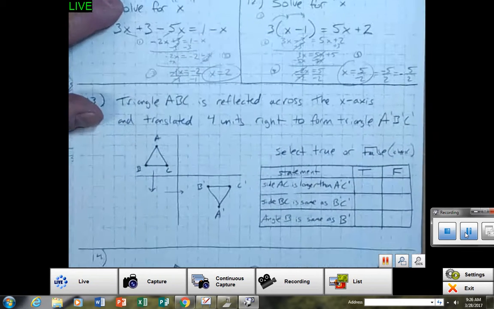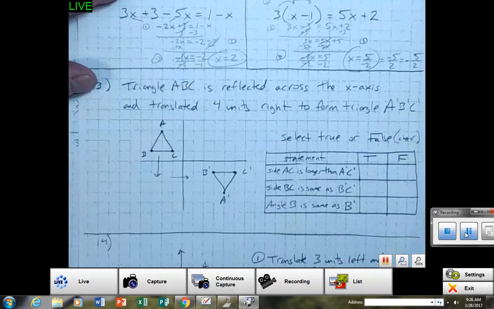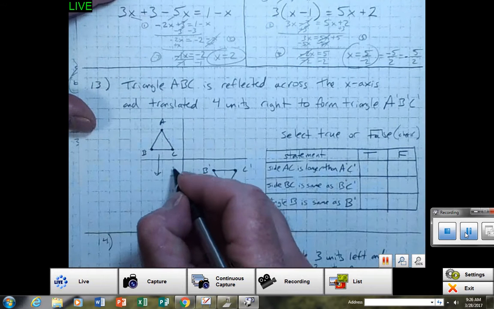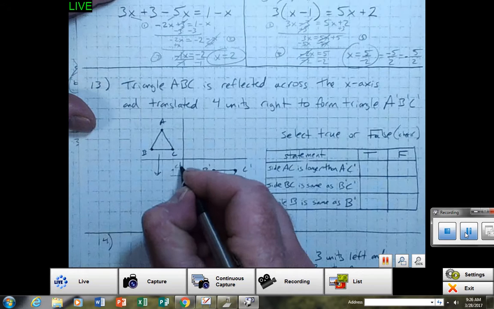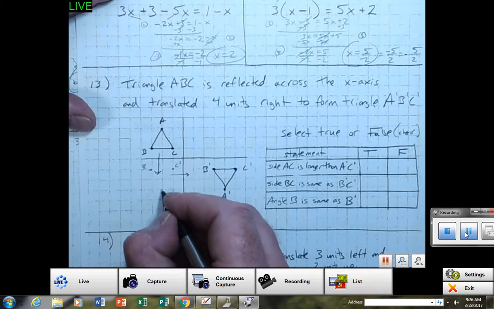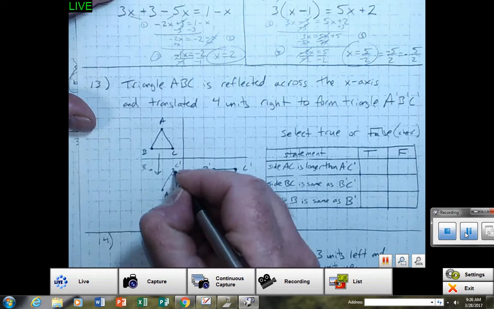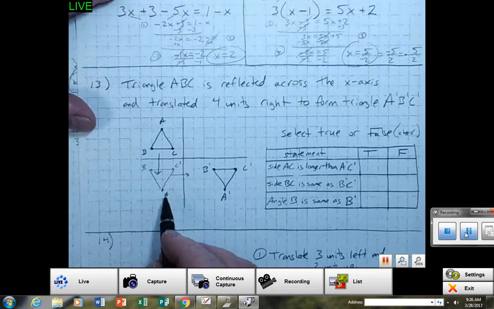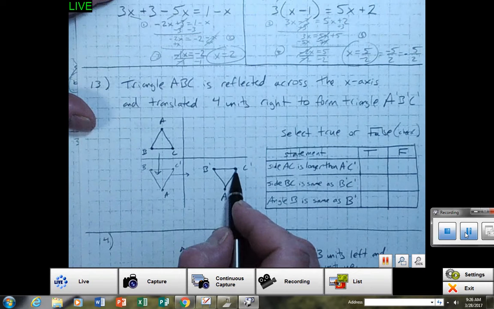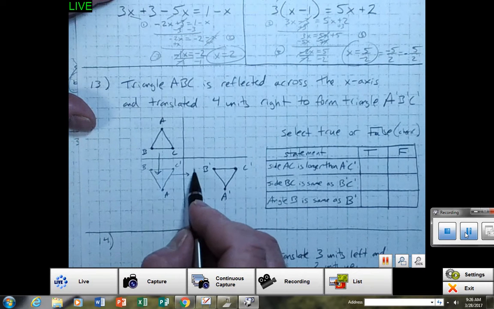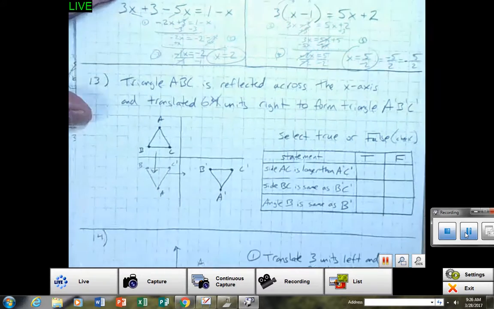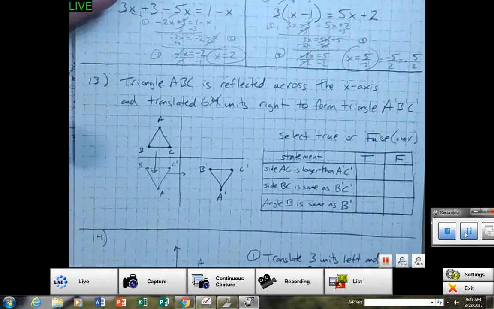All right, 13. This says translated for this. Well, first it's reflected across the x-axis. So that would be the new C straight across, the new B, 3 above, 3 below, the new A. And then shifted over 1, 2, 3, 4, 5, 6 units to the right. 1, 2, 3, 4, 5, 6. So I'm going to change this to 6 because that's really what it should have been. I'm sorry about that, my mistake.